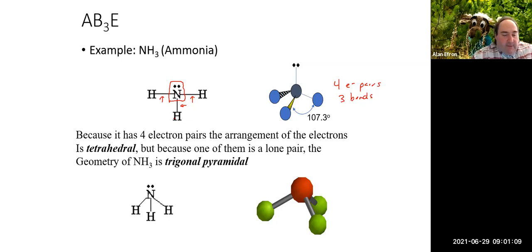Again, same idea as what we've been talking about. The electron pair geometry name is always based on the total number of electron pairs around the central atom. And again, you can see 1, 2, 3, 4 gives us our tetrahedral arrangement, as you can see with our electron pairs. But again, we have some bonding electrons near bonding electrons. We have some non-bonding electrons near bonding electrons.